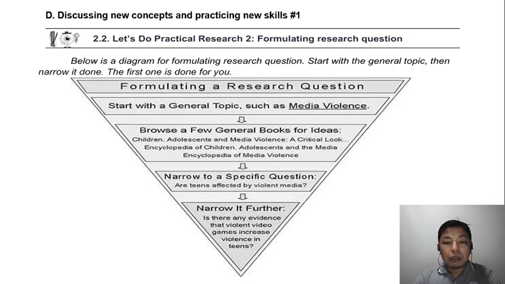You're going to be doing it step by step. First step is start with a general topic. Think of a topic that is actually related to your field of study. So if you're a STEM, if you're a HUMSS or a GAS, and so on and so forth, think of a topic that pertains or is related to your field of study. In this case, the topic that was given as an example is media violence.